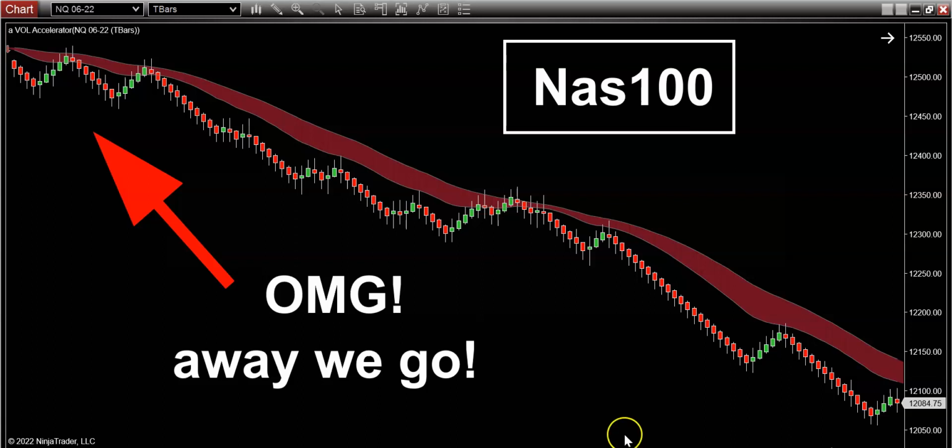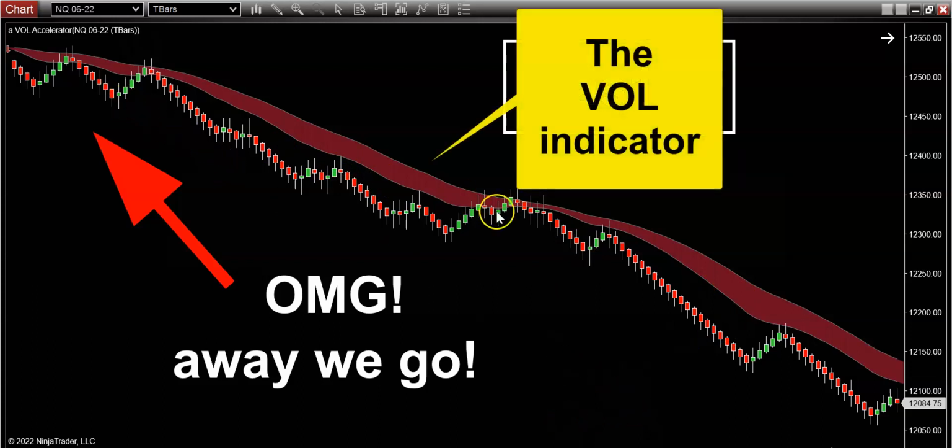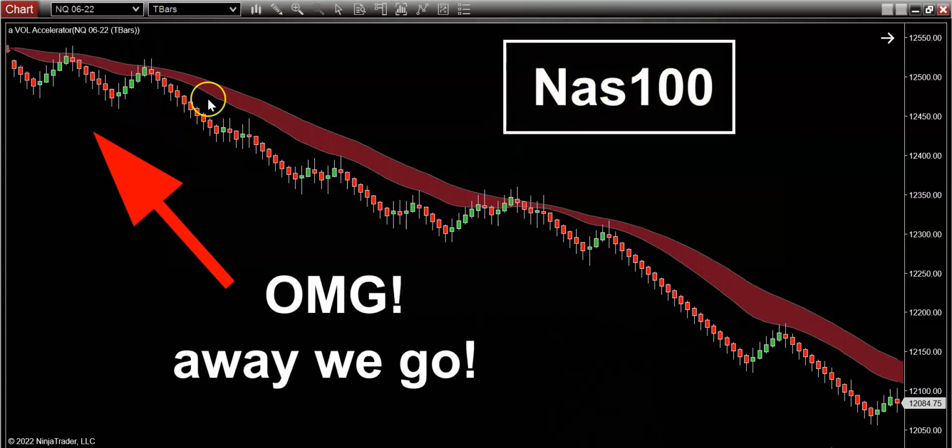All right? And what you're seeing overlaid onto the chart is what you always see overlaid onto the chart. And that is my powerful trend trading indicator, what I've come to call the vol. You can call it a volume profile indicator. You can call it a volume indicator. I like to just call it the vol.